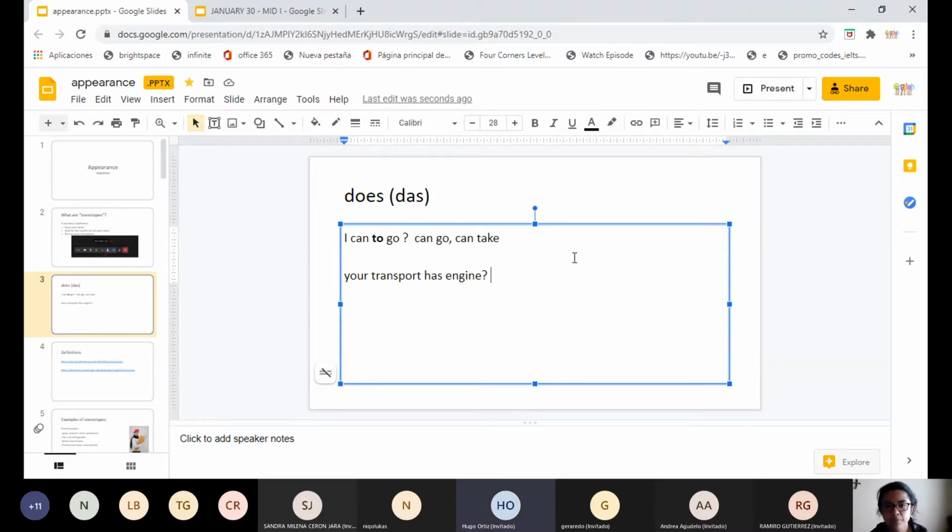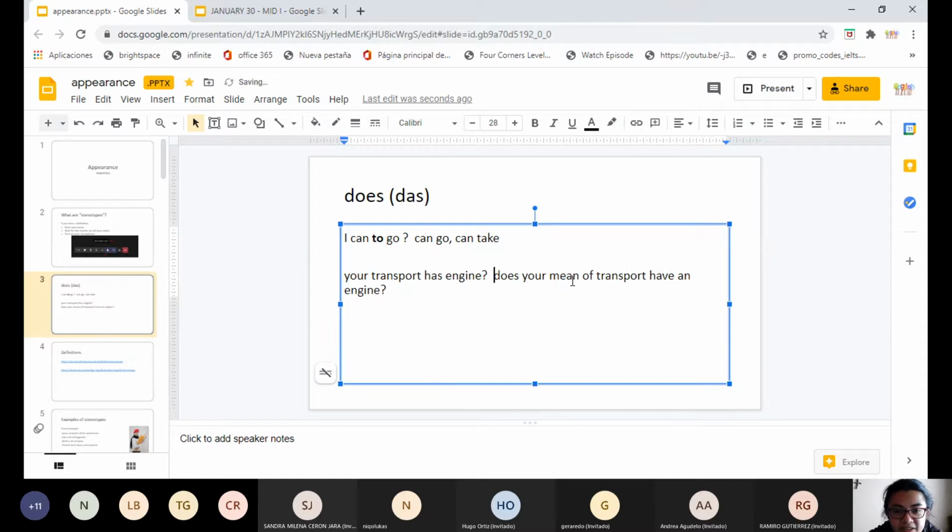No. What is the problem? What is the correction? Here's the verb. Does your transport... I would say, does your mean of transport have an engine? Okay, so important here.